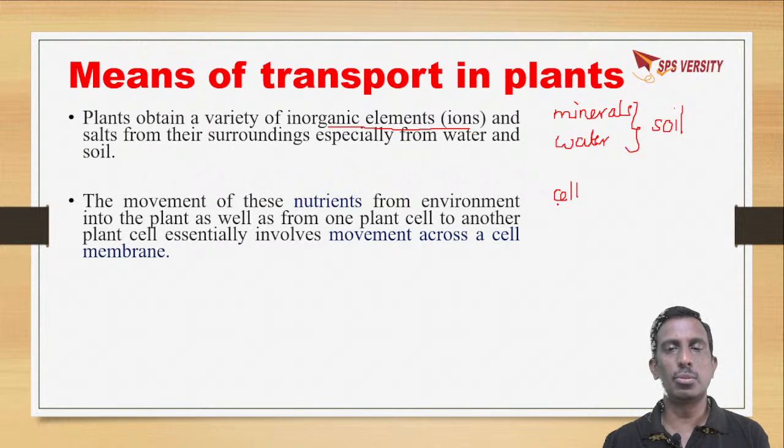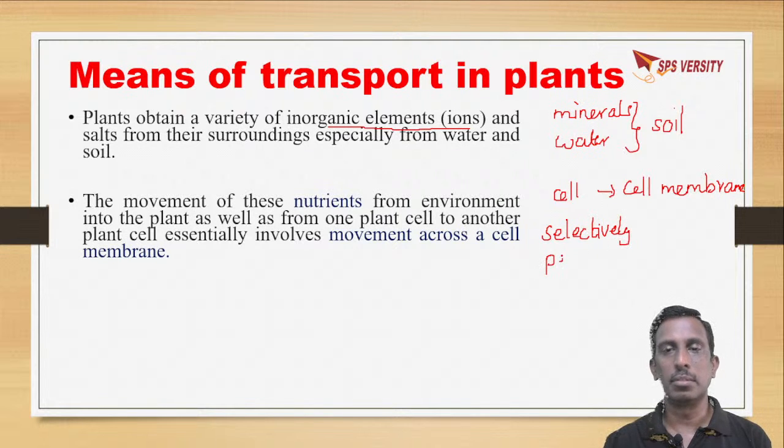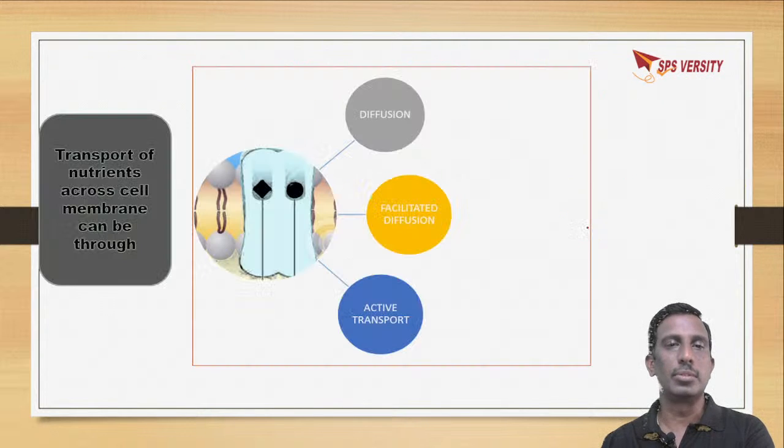To enter into the cell, obviously they have to cross the cell membrane, that is the plasma membrane, which is a selectively permeable membrane. The plasma membrane allows only the required substances. It doesn't allow all the substances. The plasma membrane is made up of phospholipids and proteins.